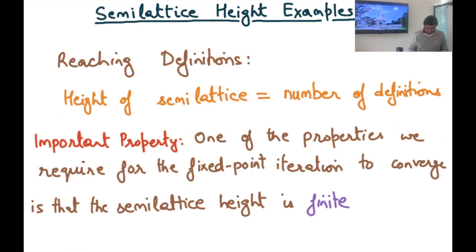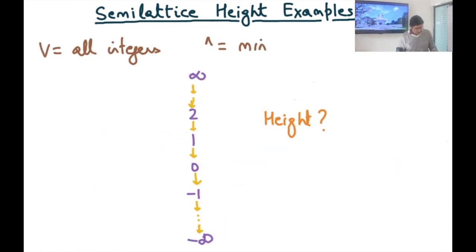Once again, one of the properties we require for the fixed point iteration to converge is that the semilattice height is finite, and if it is finite, then the algorithm is guaranteed to terminate or converge. Alright, so here is an example of a semilattice where the height is not finite.